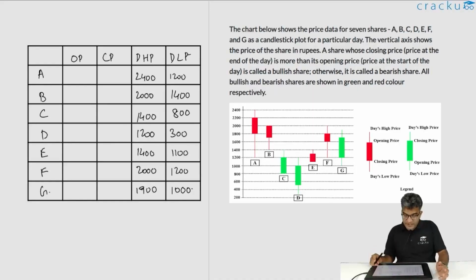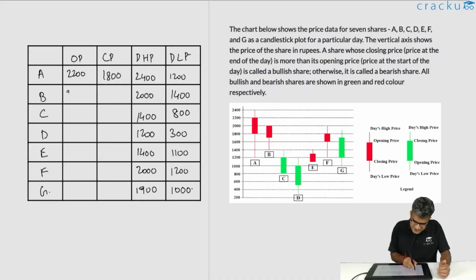If you are looking at the opening and closing price for each one of them, for A, it is bearish, it is red, so the opening price was higher. So the opening price was 2200 and the closing price was 1800. B also is bearish, it is red in color, the opening price is 2000 and the closing price is 1700. C is green, so it is bullish, so the opening price is 800 and the closing price is 1200.